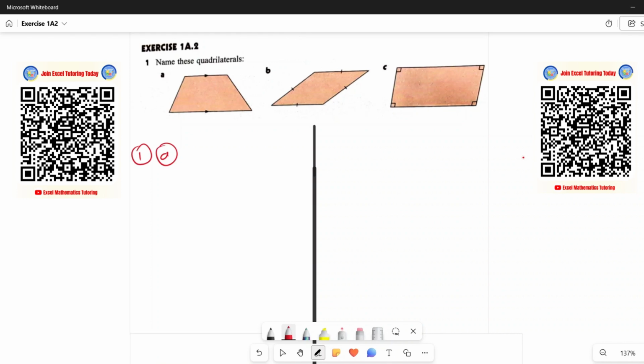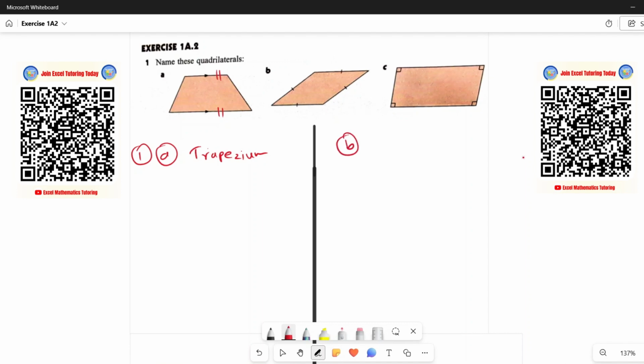Here by observing the quadrilateral we can see opposite sides are parallel. So there is only one quadrilateral whose opposite sides are parallel, which we name as a trapezium. So that is the property of a trapezium. Trapezium means a quadrilateral which has a pair of opposite sides parallel. Now moving to the B part.